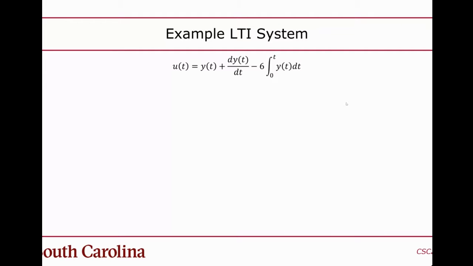Okay, so let's look at an example. I literally just made this up. You'll notice there is an equation here. I've got two time series functions, u and y, so u of t and y of t. On the right hand side, in addition to just y of t, I'm also adding the derivative of y of t with respect to t, and then I'm subtracting 6 times the integral of y of t, starting at time 0. LTIs typically start at time 0.